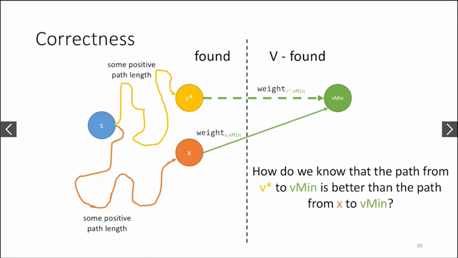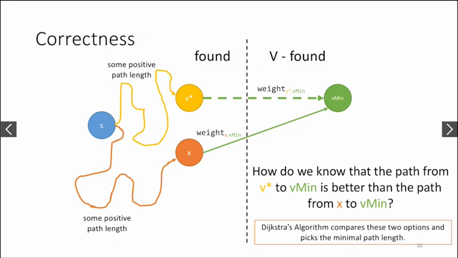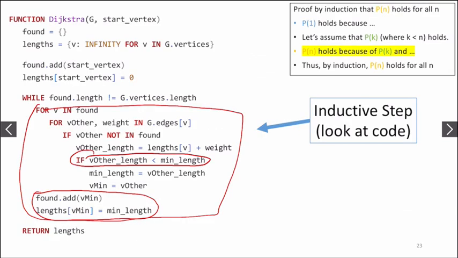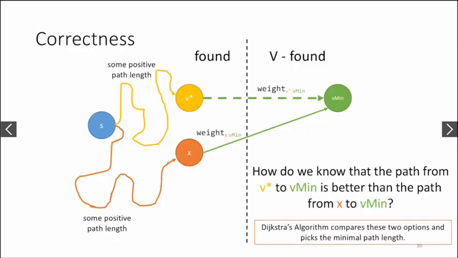All right, well, how about this? Why do we know that the path from V star to Vmin is better than the path from X going through X to Vmin? Well, again, we directly compute these, or compare these. In Dijkstra's algorithm, each of those vertices, so x and v star, would be counted here as v, and we would directly compare what we compute here in the if statement. So Dijkstra directly compares these two paths, and it found that this one going across the top was cheaper.